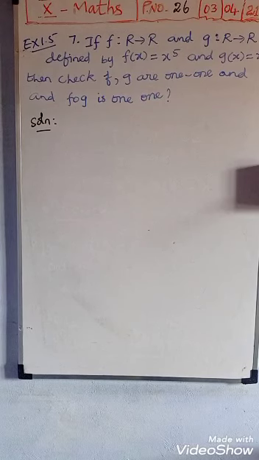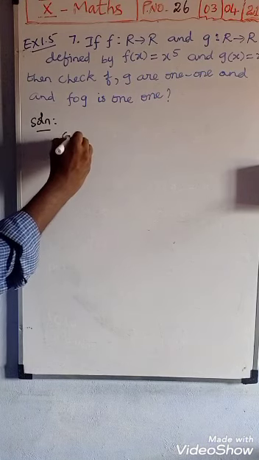Today I am going to explain exercise 1.5, seventh question. If f: R → R and g: R → R, two functions are given. Domain is the real numbers and codomain is also the real numbers, defined by f(x) = x^5 and g(x) = x^4. Then check whether f and g are one-one or not, and whether f composition g is one-one or not. We want to check. Okay, for that, see the solution.